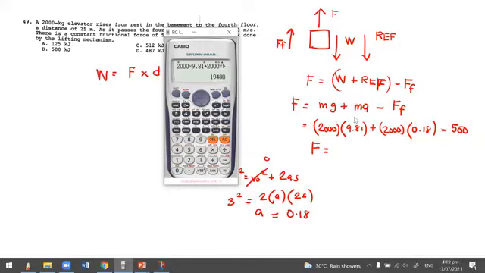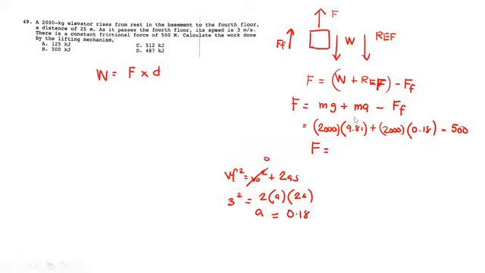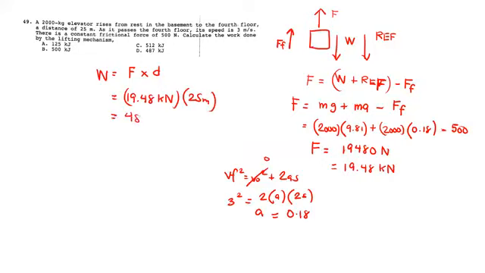So 19,480 newton, or 19.48 kilonewton. So substitute natin dito, 19.48 kilonewton times distance na 25 meters. So sagot dito is 487 kilojoules. So the answer is letter D.